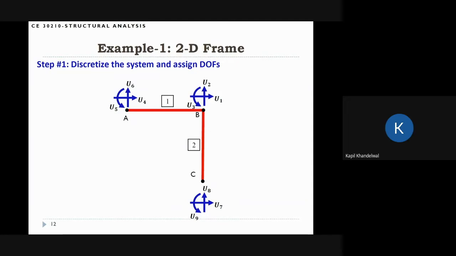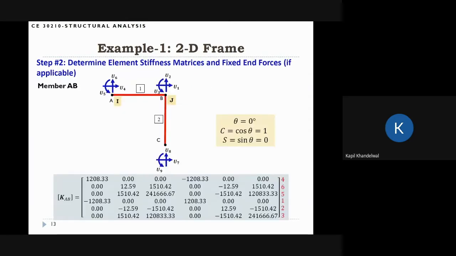And then we move on, and the next step is to find the element stiffness matrices. So let's do that. We want to find the element stiffness matrices and fixed end forces if applicable. In this case, there are no fixed end forces because there are no member loads applied on any of these members. So let's go one by one and calculate the element stiffness matrices.